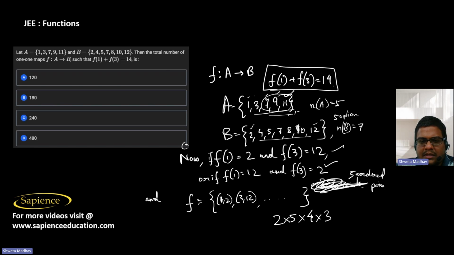So for this case 1, where f of 1 is 2 and f of 3 is 12, or f of 1 is 12 and f of 3 is 2, here we have these many 1-to-1 maps. The number of 1-1 maps will be 2 into 5 into 4 into 3, that is 120.